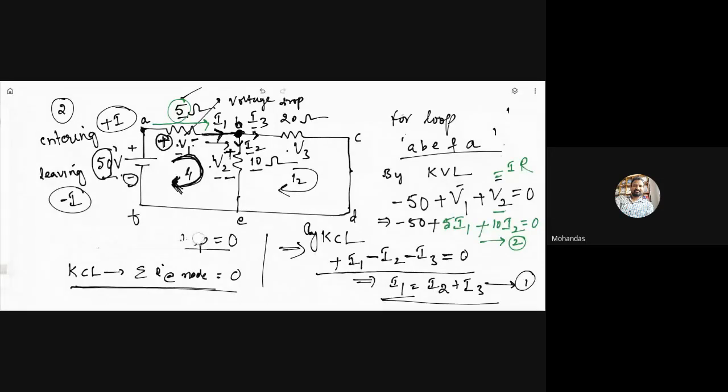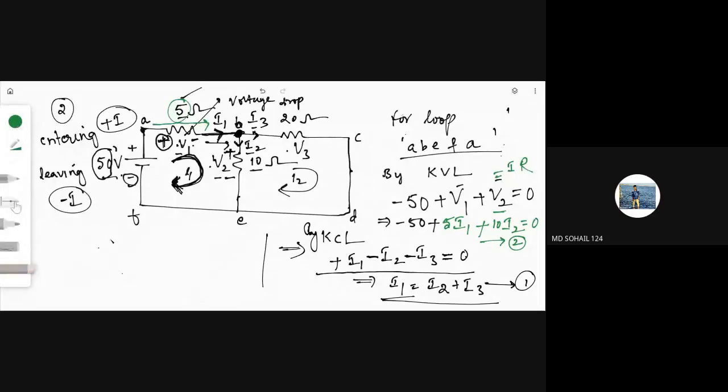Again, you have to write another KVL equation. So why did we take minus 50, sir? While writing the KVL, we assigned the current direction as clockwise. While we are moving in the clockwise direction around this loop, all of you listen carefully.